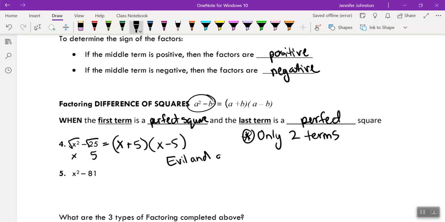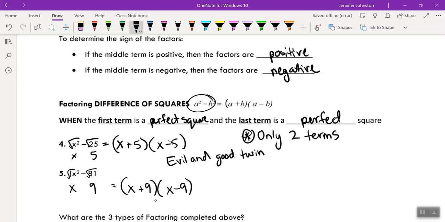Which one's evil? Yeah, the negative one. It's like an evil and good twin. They're both identical, but one's plus and one's minus.